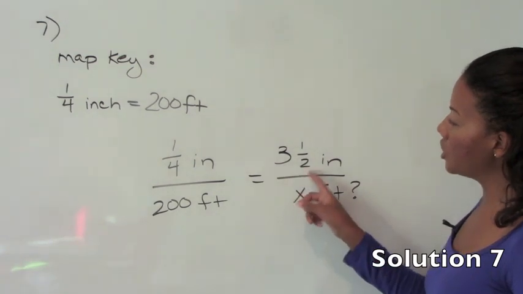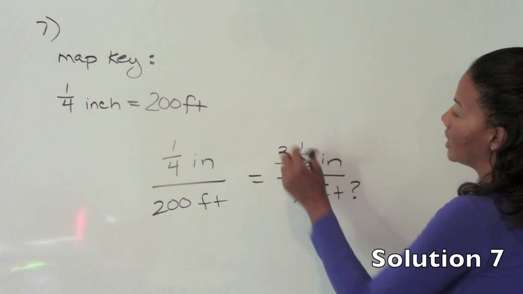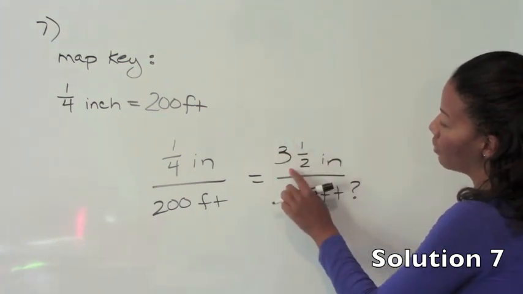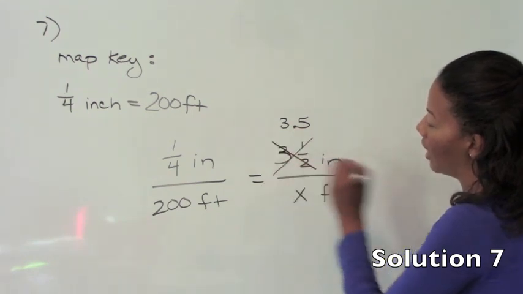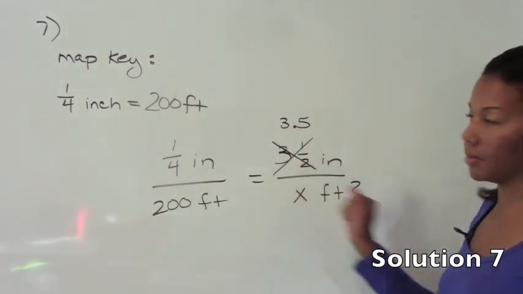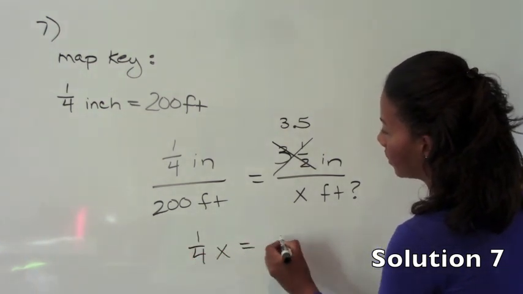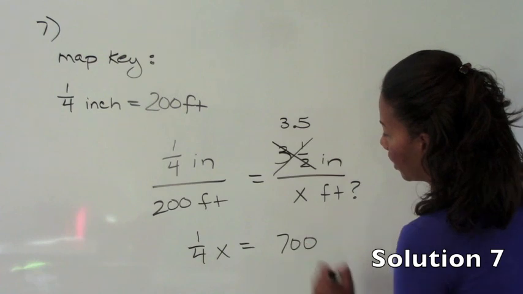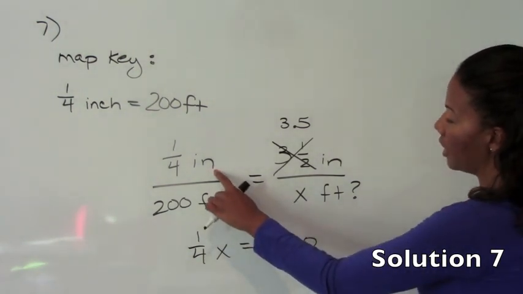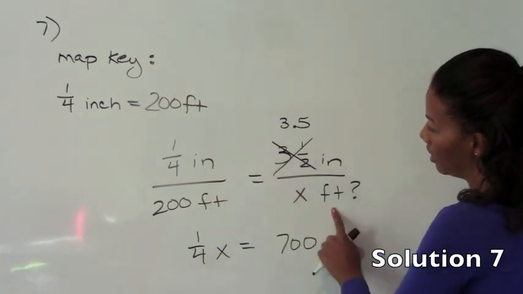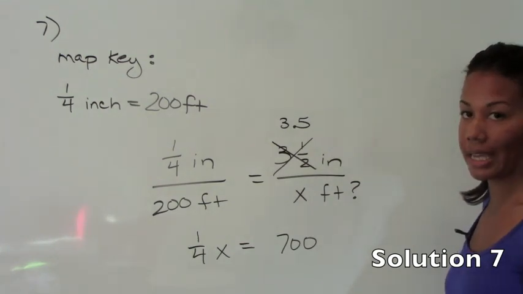Okay? Since you have your calculators, what you would want to do is either write this as 7/2, write it as an improper fraction, or write it as 3.5. Okay? It's a little bit harder to write 3.5 into your calculator. So cross multiplying, you get 1/4 x equals 700. Notice I dropped the units because we're going to get 1/4 inches feet equals 700 inches feet. So the inches and the feet end up canceling out.